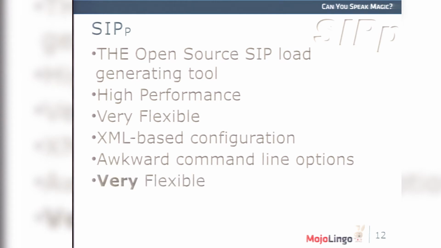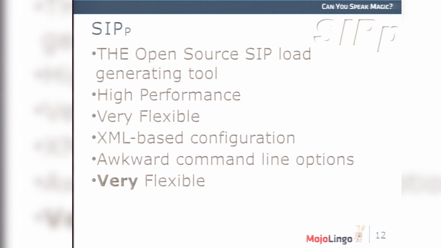Its flexibility comes in large part from this XML-based configuration. When you generate a SIPp load test, what you've got is an XML document that contains all of the requests and responses that you send to the server and then what you expect to get back.